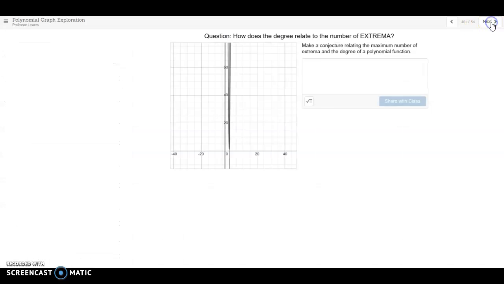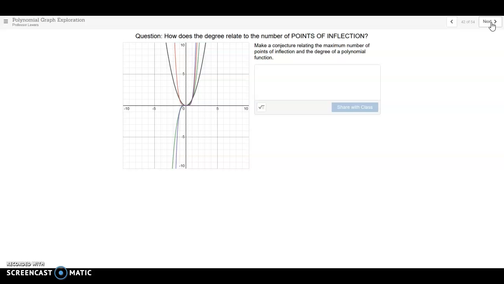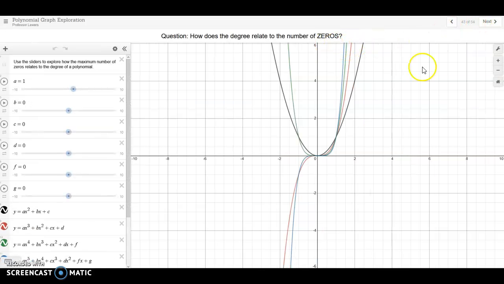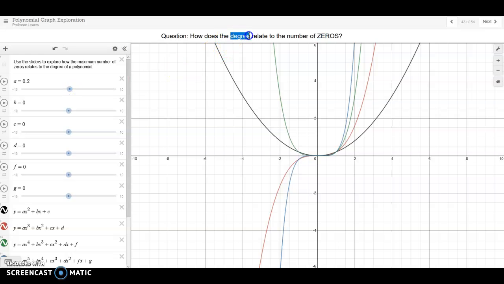So actually 39 and 40 we're going to skip over, and 41, 42. We're going to skip over points of inflection and extrema for now. However, in 4.2 we do talk a lot about zeros, so that's going to be coming up in today's conversation. So I do want to explore there. So take a few minutes. You can pause the video, take a few minutes, and explore how the degree relates to zeros.